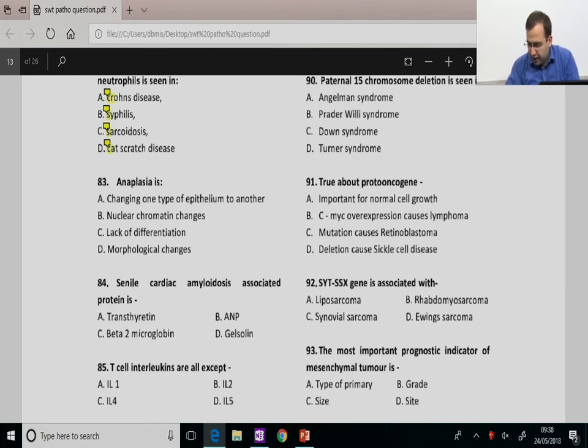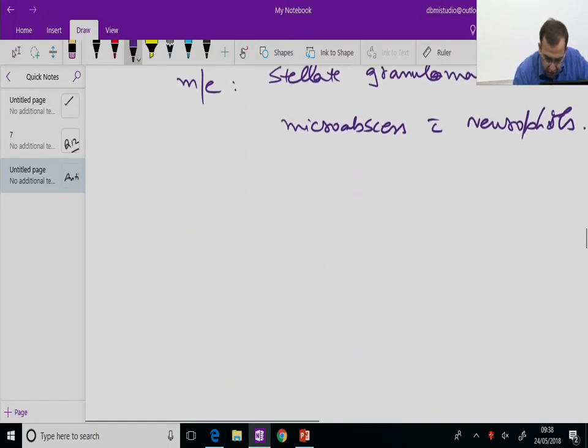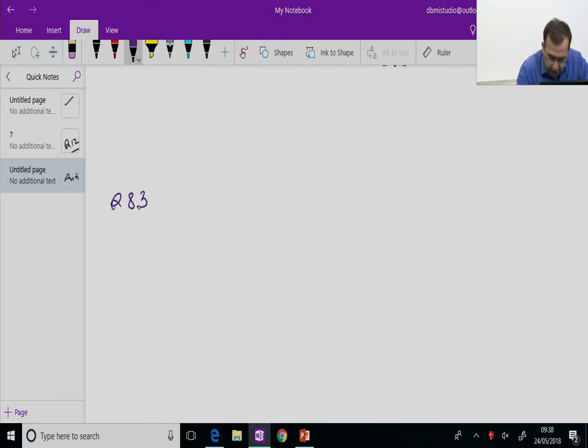Anaplasia. The name tells you everything. Anaplasia is lack of differentiation. Changing of one epithelium to another is metaplasia. Nuclear chromatin changes are seen with reversible as well as irreversible damage, and so are the morphological changes. So anaplasia is lack of differentiation. An easy question, I'm very sure all of you would have marked it right, and there is nothing to explain in this.